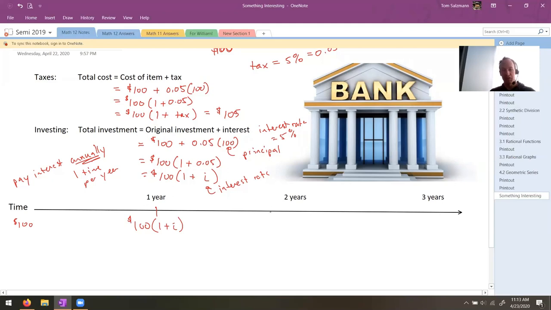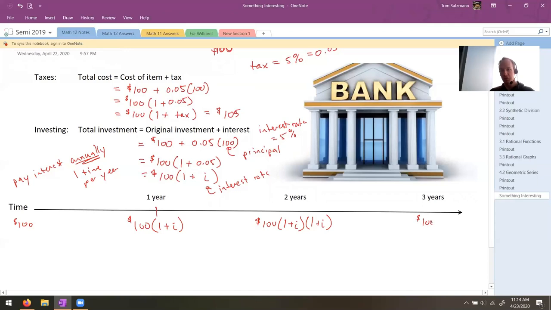And after 2 years, they're going to take the same amount, so they're going to take 100 times 1 plus I, which is what you had after 1 year, and they're going to multiply that amount by 1 plus I. And then same thing after 3 years.